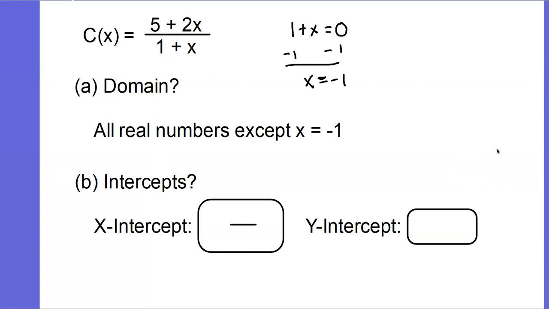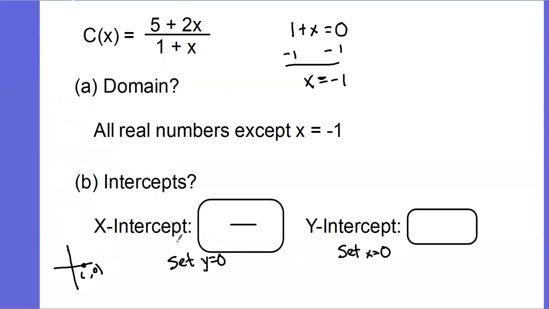Part B, find the intercepts. So remember, when you're finding x-intercepts, if you're ever confused, just think back to your graph. This is your x-axis. Every x-intercept is going to be on the x-axis. And when you're on the x-axis, you didn't move up or down. In other words, your y value is 0. So always with x-intercepts, set y equal to 0. And with y-intercepts, it's the other way around. If you're on the y-axis, you need to make sure that your x value is 0. So we're going to set x equal to 0 over here.